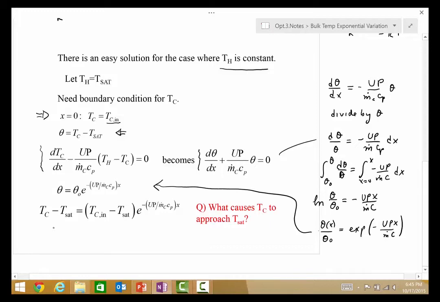So we have a recipe for Tc as a function of x in terms of the inlet temperature, the free stream temperature, and heat transfer coefficient based parameters, mass flow rate, and specific heat capacity.